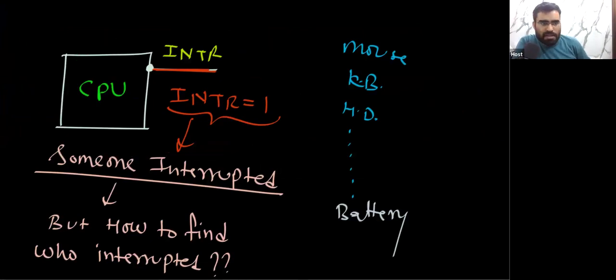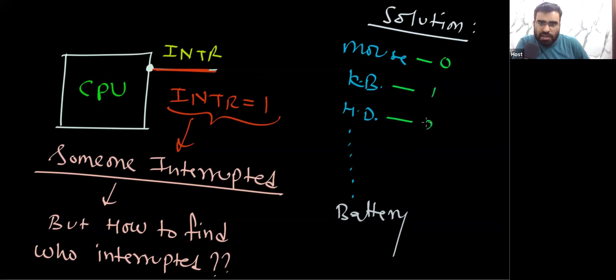So let's assume that every device gets a number. I am explaining the solution now. The solution is that we will give a unique identification number to every interrupt, or I can say to every IO device. Maybe for the mouse, let's assume the number is 0. For the keyboard, the number is 1. For the hard drive, the number is 2. For the battery, the number is maybe 10. Is this clear? So are you getting my point?